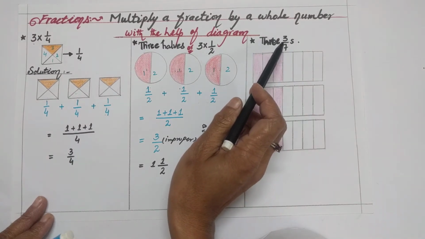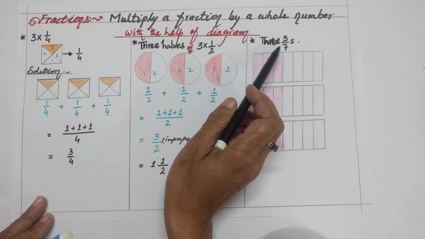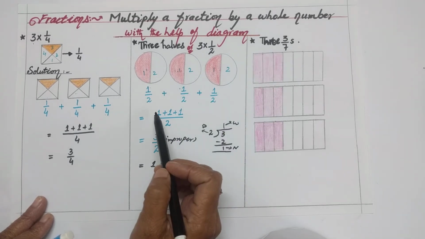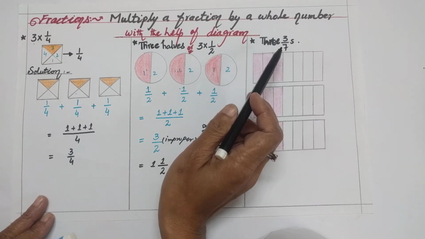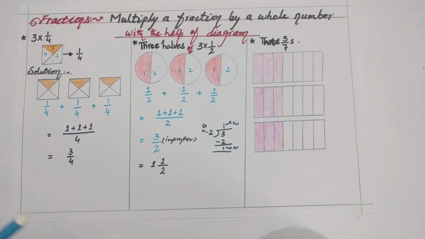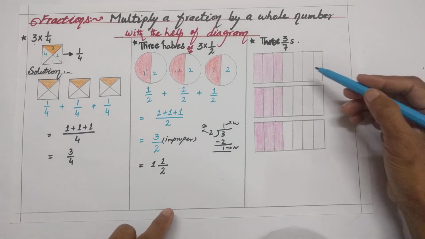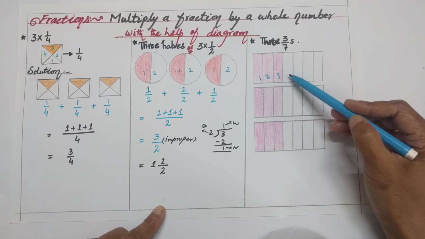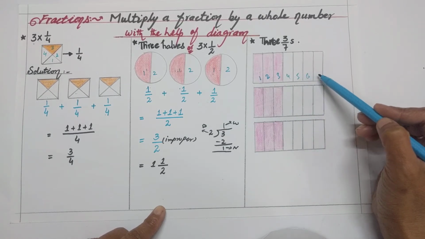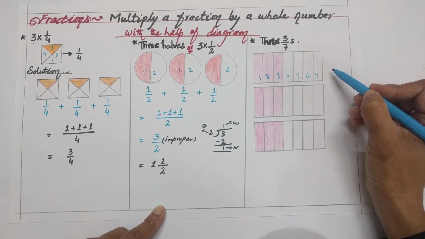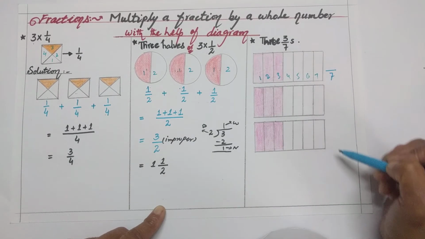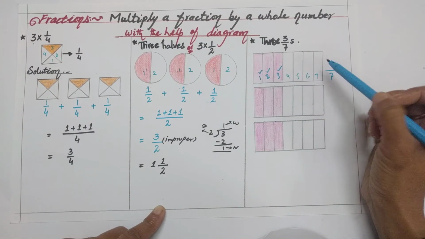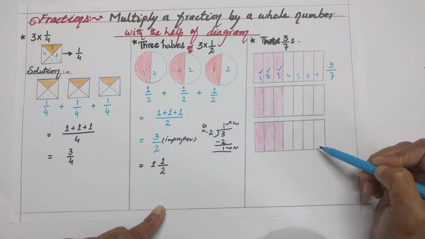3 times 3 by 7, which means 3 times 3 by 7. Let's start with the help of the diagram. In the first diagram, what will be the fraction? 1, 2, 3, 4, 5, 6, 7. Total parts are 7. It means the denominator is 7. What is the numerator? 1, 2 and 3, because we have 3 shaded parts.